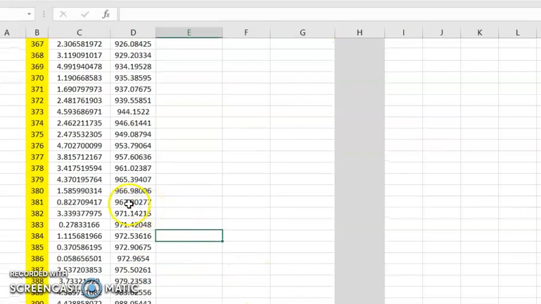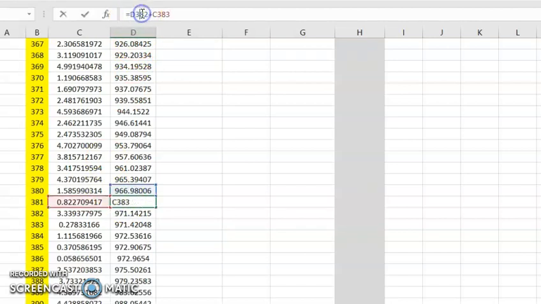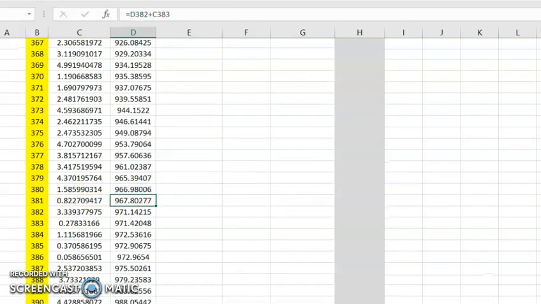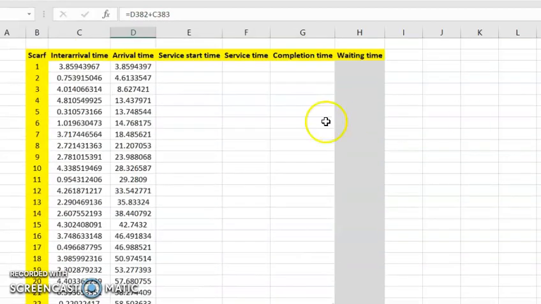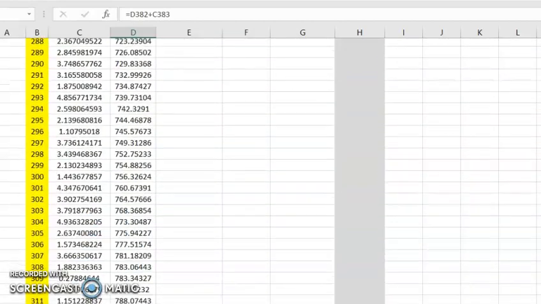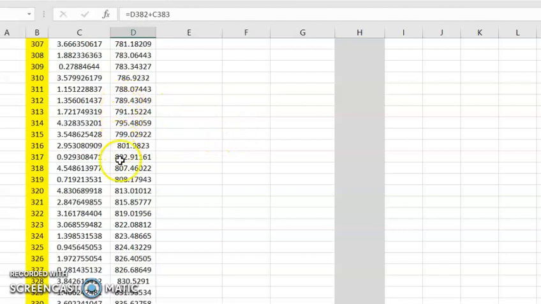If, for example, I go and check this one, you see it says D382 plus C383. So it is the summation of these two things: the arrival of the previous one plus the inter-arrival of this one. The point that you can see is that the arrival time is always increasing. That makes sense because your simulation starts from 0 and continues to 5, 10, 1000, depending on how long you want to continue. These are always increasing because it's the time of your simulation somehow.